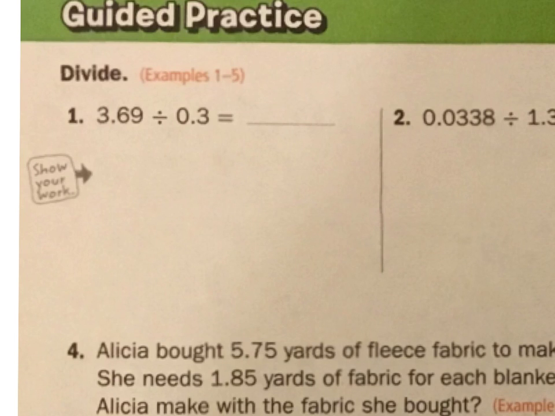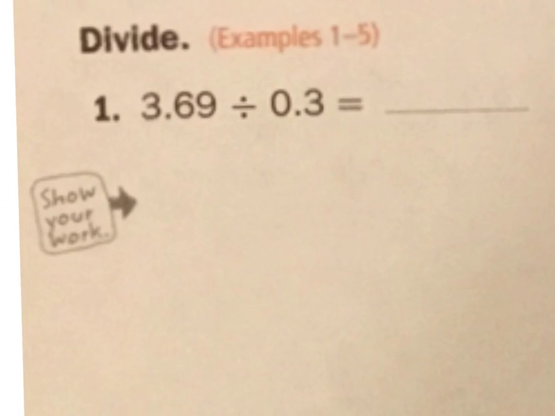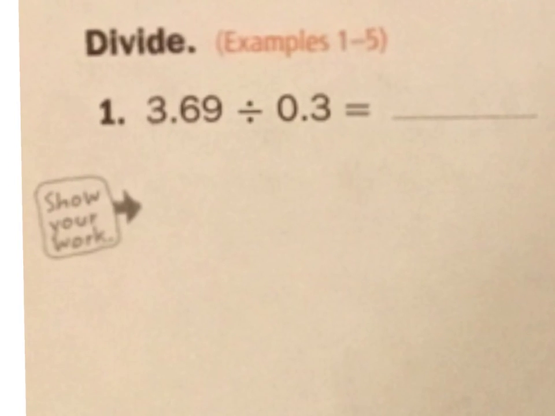This is the guided practice for 3.8, dividing decimals by decimals. Alright, let's make it real big here. We'll set it up. 3.69 divided by 0.3.